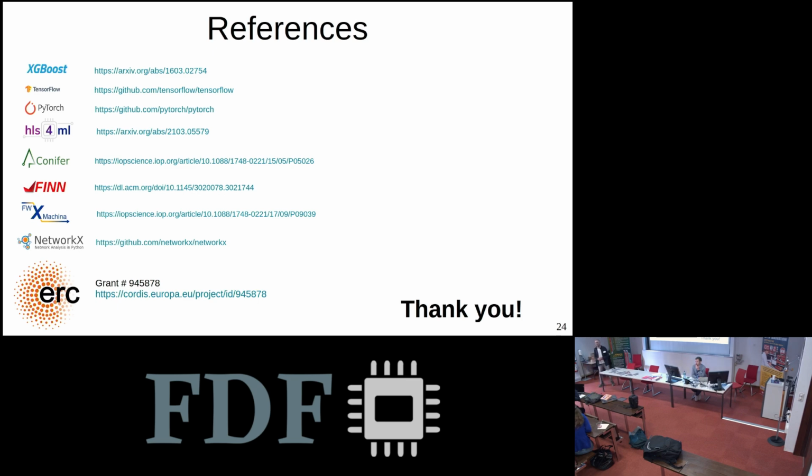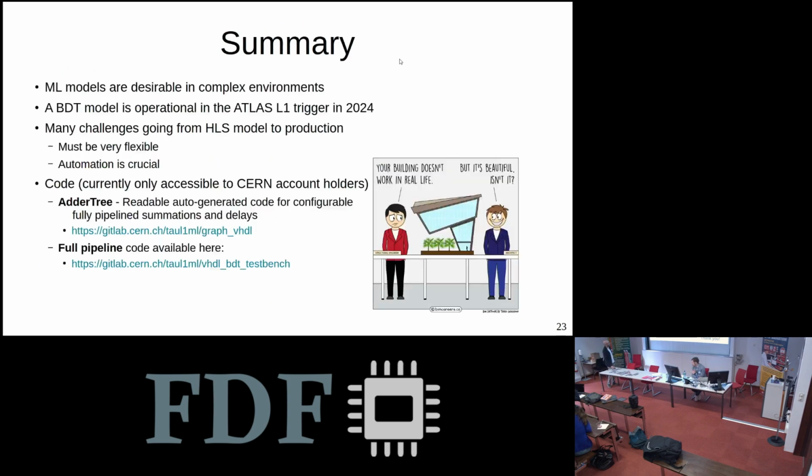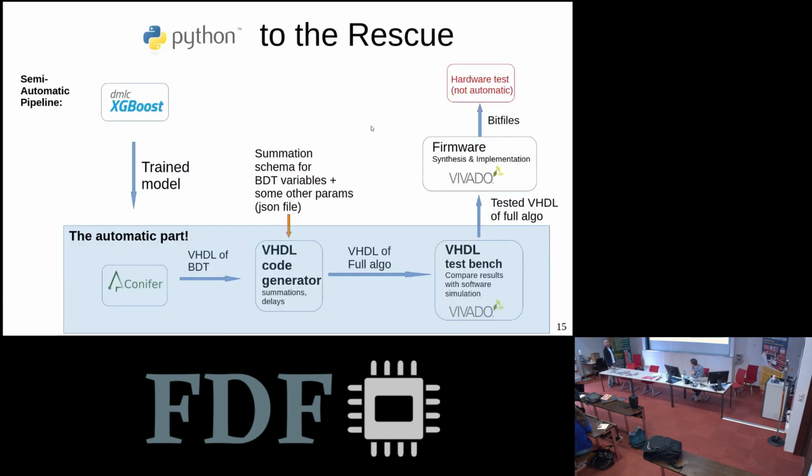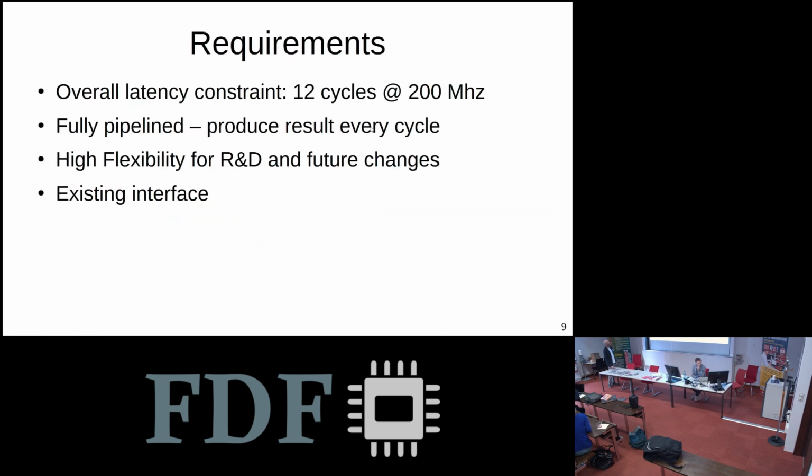Question here? I had a question about your requirements on slide 9. You say it's 12 cycles at 200 megahertz. That's really short. It's fully pipelined, right? Why do you care so much about such short latency?